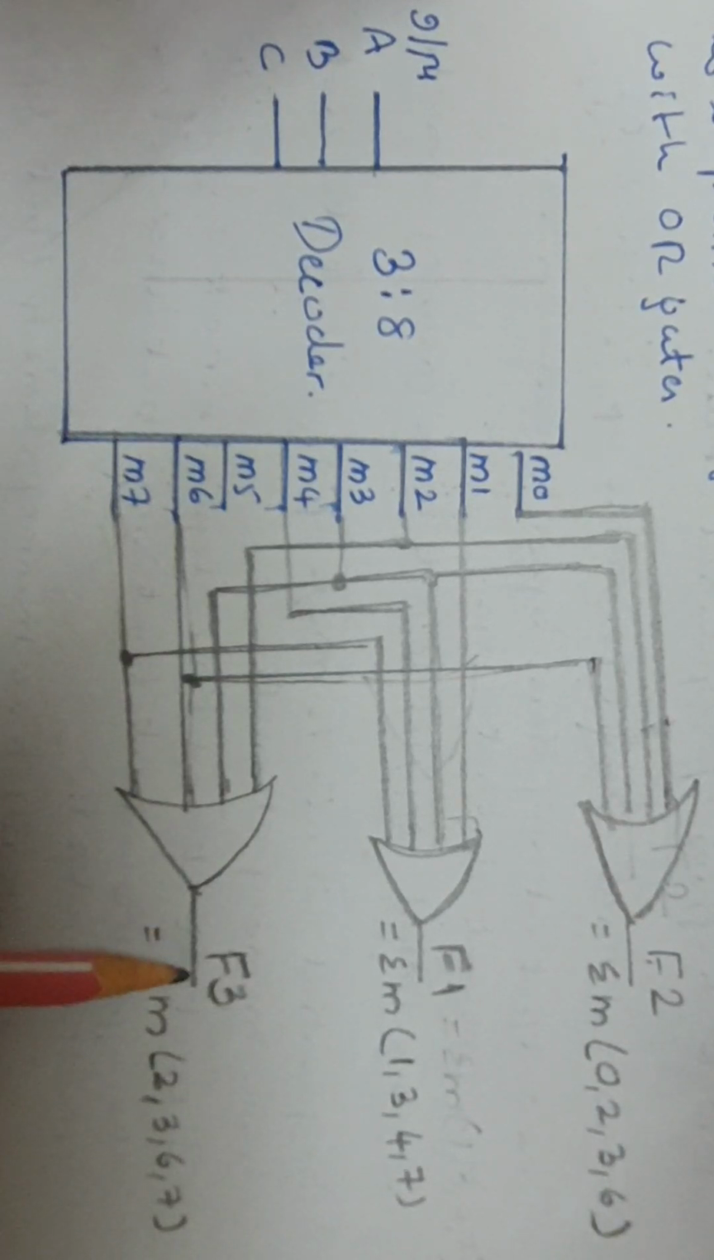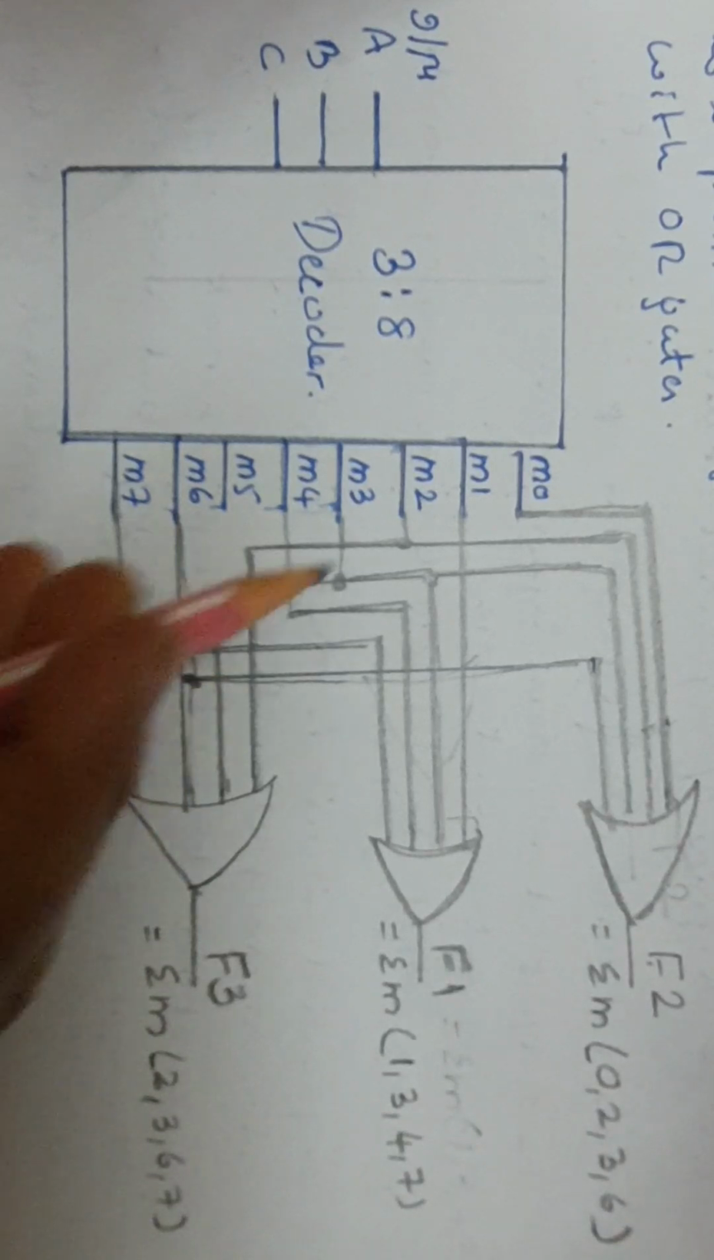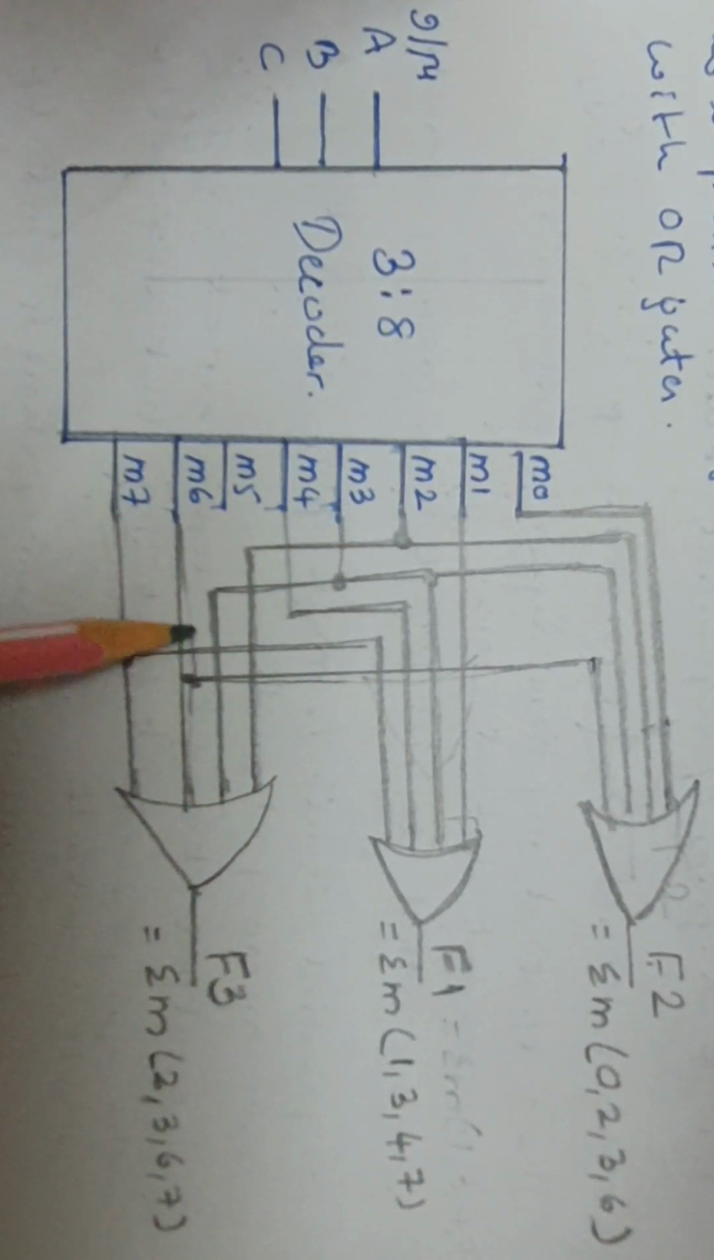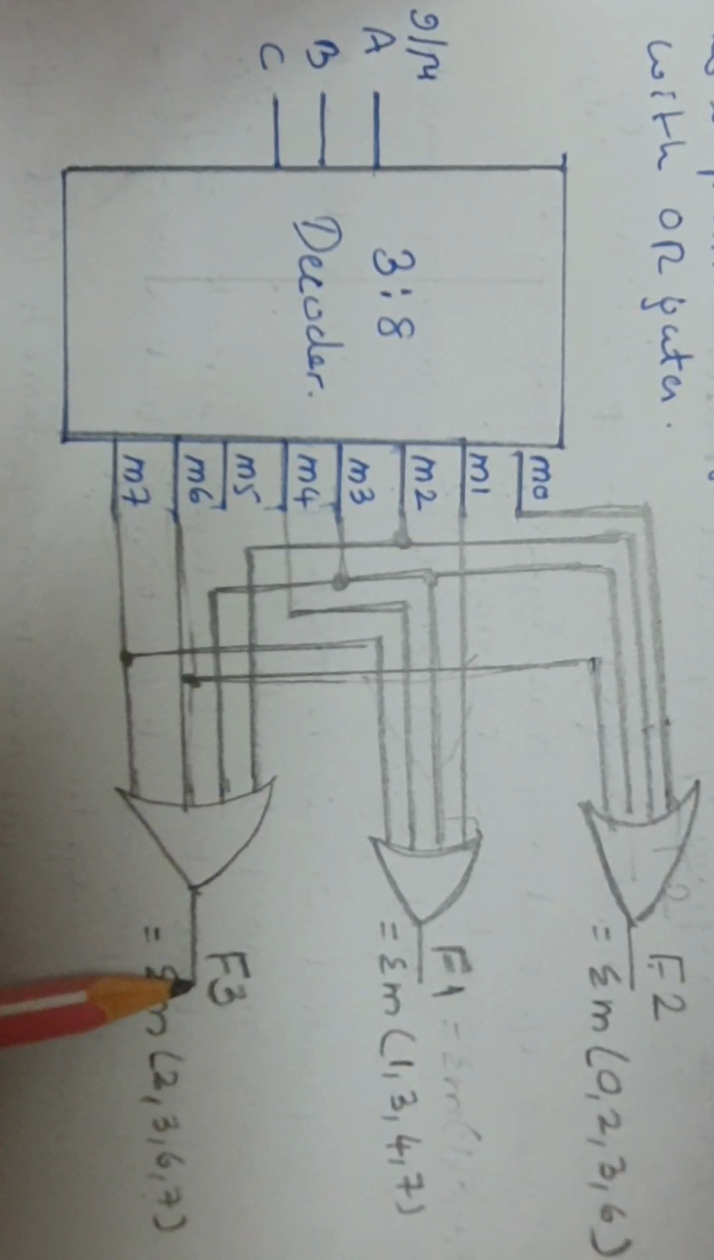And the last function F3, which has minterms 2, 3, 6, 7. So, here we have minterm 2 and this is 3 and 6 and 7. Logical OR of these minterms, that is F3. This is how using a 3:8 decoder, the given 3 functions F1, F2, F3 are implemented. That completes the solution of question 3b asked for 5 marks.